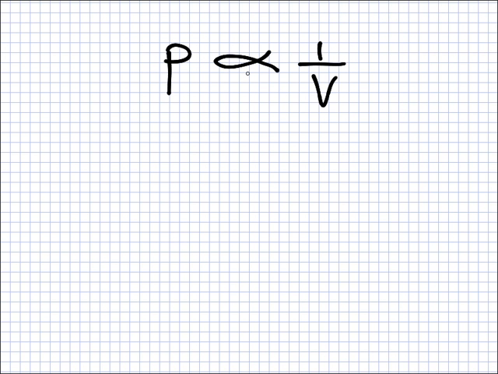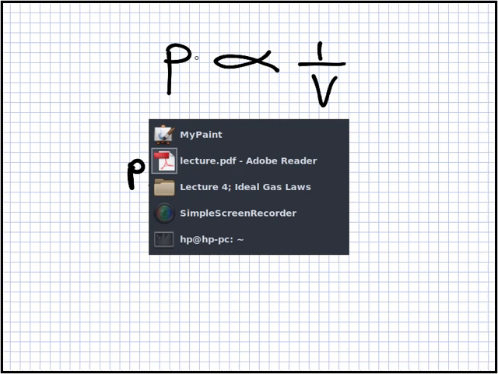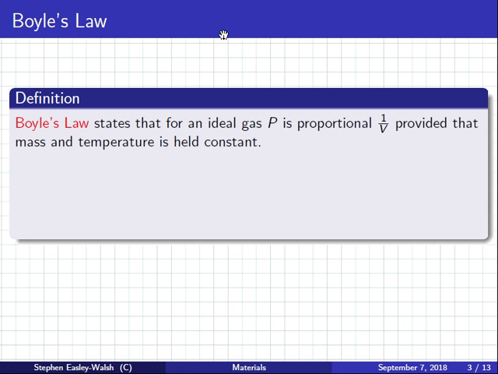Do you know this symbol? What's it mean? It means that if P is multiplied by 2, then 1 over V is multiplied by 2. So, if the P is bigger, the V is smaller. And if the V is bigger, the P is smaller, if the temperature and the mass are constant. And vice versa.